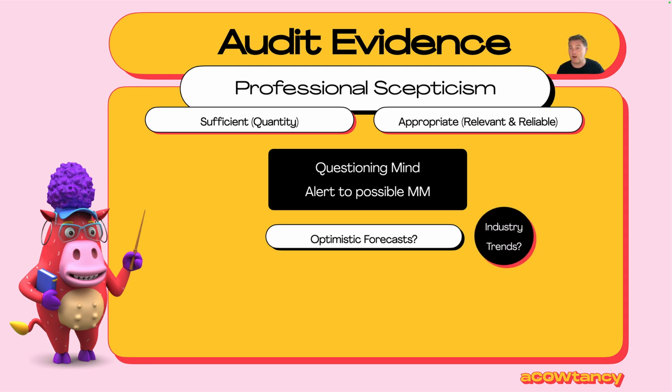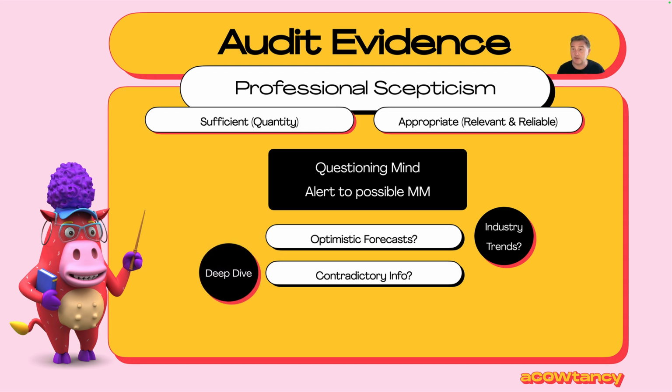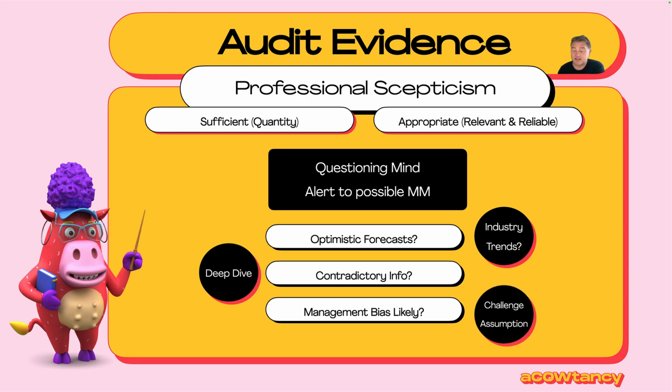So you go and compare that. Well, what's the rest of the industry doing? What's the trends like? Have you got contradictory information? If you have, that's when you want to be doing a deep dive. All information should be working in the same way. All evidence should be corroborating, as they call it. But if it's contradictory, you've got to go and have a look at why and make up your mind. As I said, if you realise that management bias is likely, then you've got to go and challenge all the assumptions behind whatever it is that they've given you. All pretty obvious stuff, really.